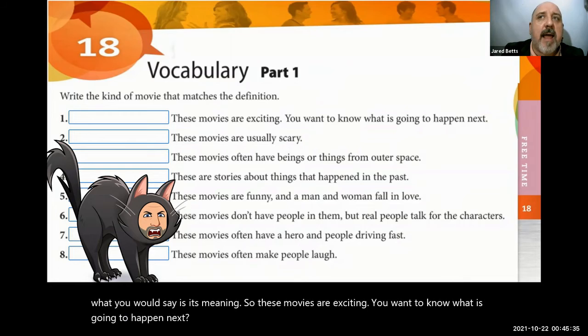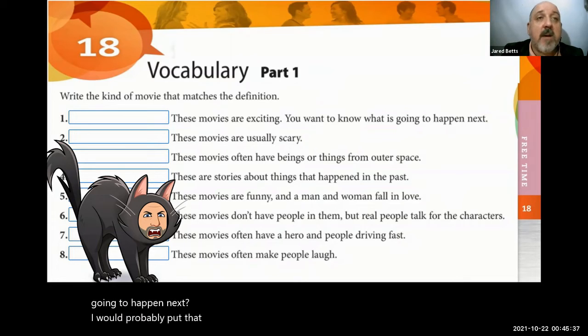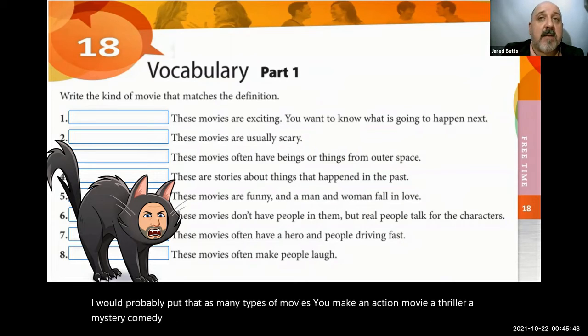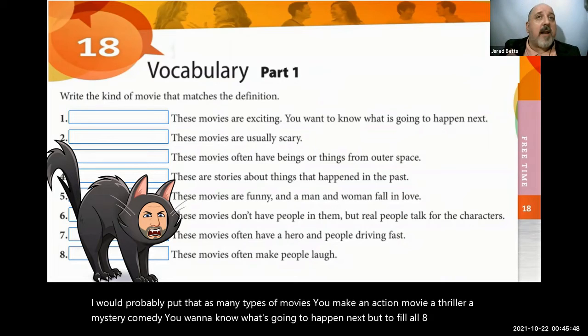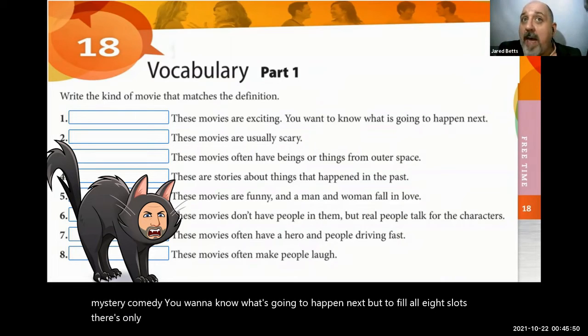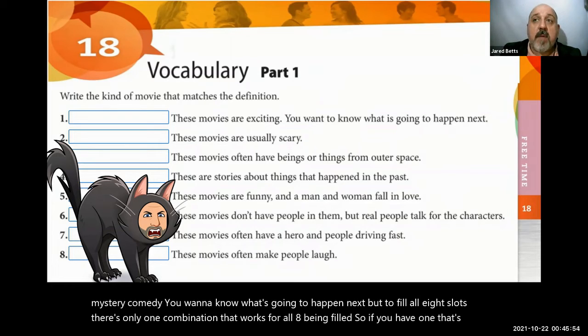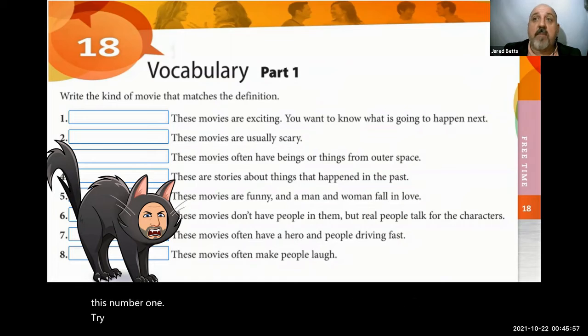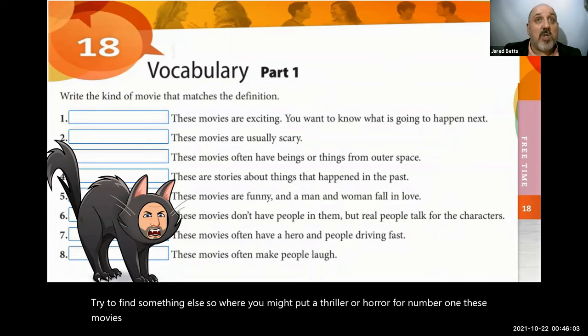I would probably put that as many types of movies. You can make it an action movie, a thriller, a mystery, a comedy. You want to know what's going to happen next. But to fill all 8 slots, there's only one combination that works for all 8 being filled. So if you have one that's like this number 1, try to find something else. So where you might put a thriller or horror for number 1, these movies are usually scary. That's usually a horror. So you put that one in that section.